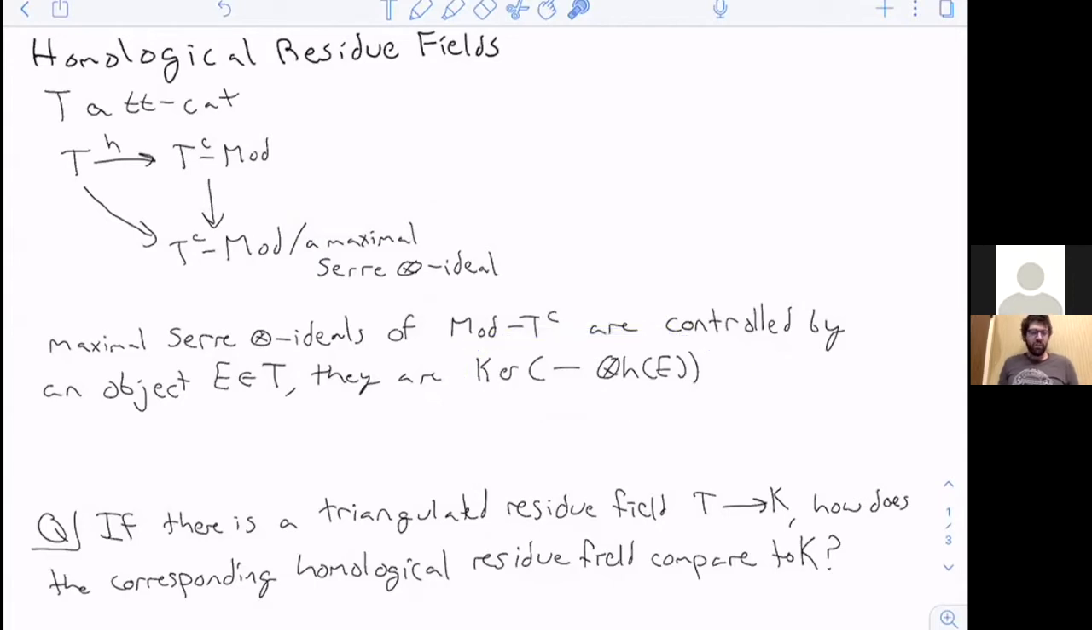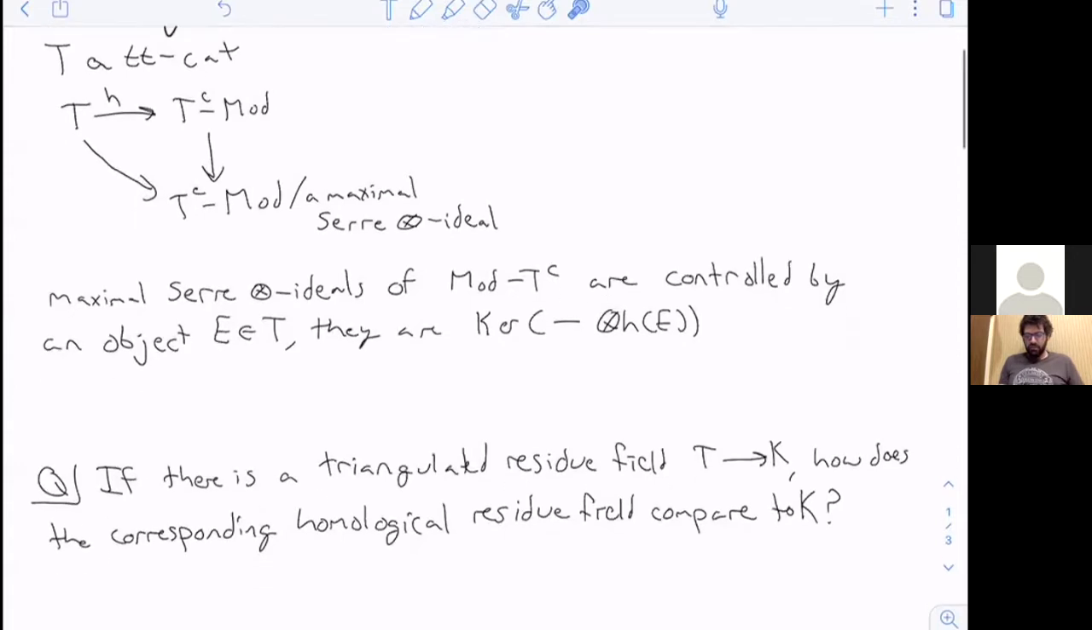So the question I'm interested in right now is, if there is a tensor triangulated residue field, let's call it K, how does the corresponding homological residue field compare to K? For example, in the stable homotopy category, Morava K-theories act like residue fields, and we would like to know how these homological residue fields for the stable homotopy category compare to Morava K-theories. So there is an answer to this question.